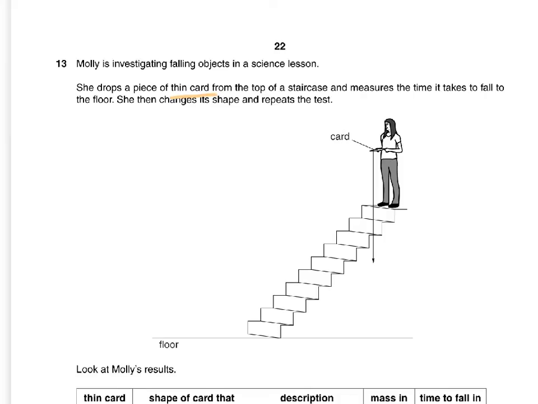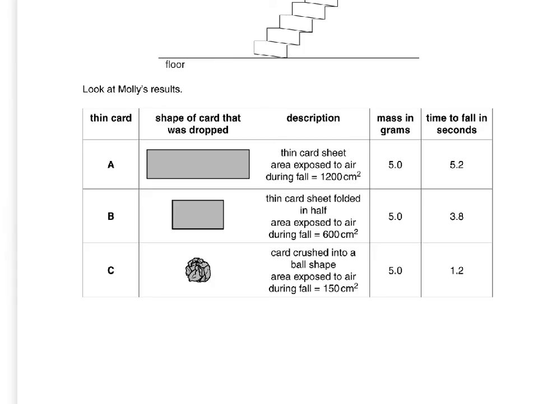So I need to scroll down a little bit here. There's not much on the diagram that I need to pay attention to, I don't think. So look at Molly's results. We have the 3 samples of card. Well, it's the same piece of card actually, but the 3 shapes that she makes with the card. And these are the results.